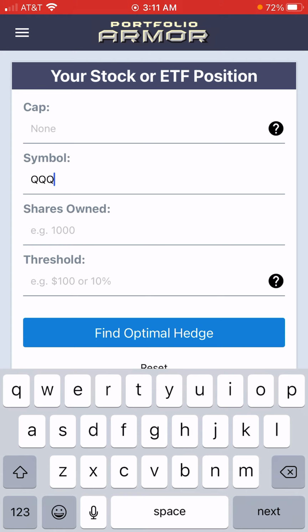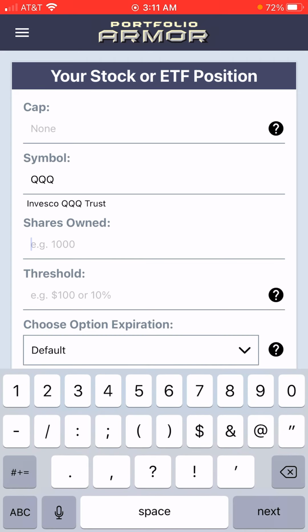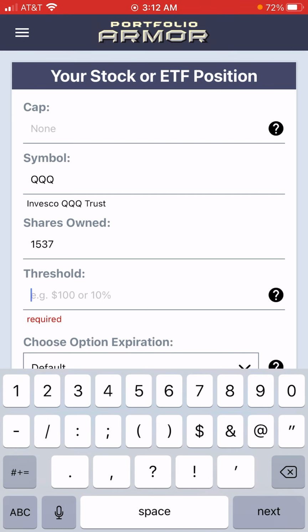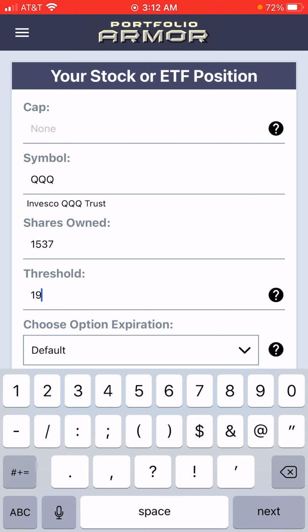And first we enter in QQQ as the symbol. And then I believe that was 1537, but let's double check. Yeah, okay, so 1,537 shares. And then here we enter in the largest decline we're willing to risk in our portfolio. Let's say we're willing to risk a decline of 20%, but not one larger than that. You could pick whatever you like here. In fact, why don't we make it 19% to be fancy?